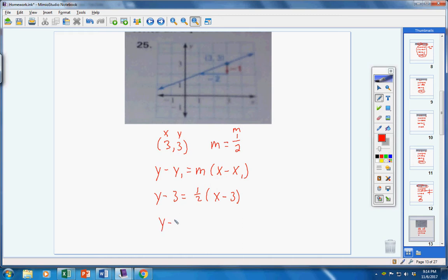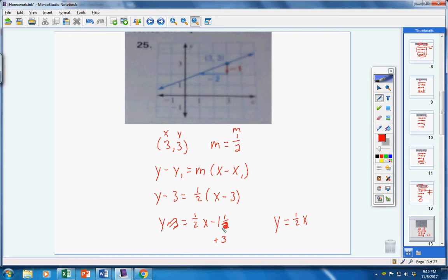Now, y minus 3 cannot be simplified. However, we can simplify this over here. 1/2 times x is 1/2 x. 1/2 times negative 3 is negative 3/2. Okay? Or negative 3/2 is negative 1.5. Now bring your 3 over. Make it a positive 3. We're left with y equals 1/2 x plus 1.5.